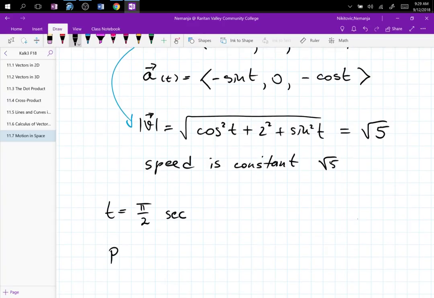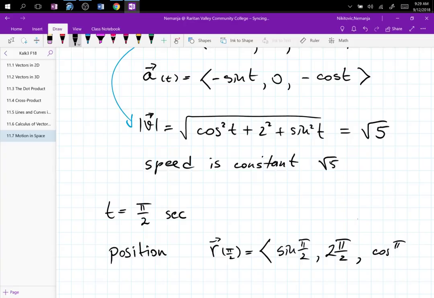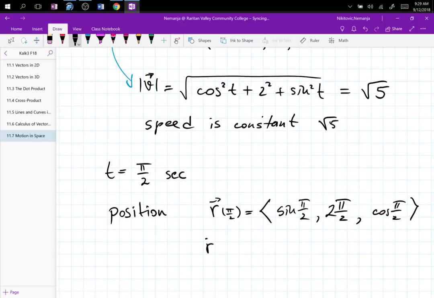So what is my position? Position is going to be r of pi over 2. And if time is pi over 2, then we have our vector to be, what did I say? Sine was first, right? Sine pi over 2, and then 2 times pi over 2, and then cosine of pi over 2. So my r of pi over 2 is going to be 1, pi, and 0.